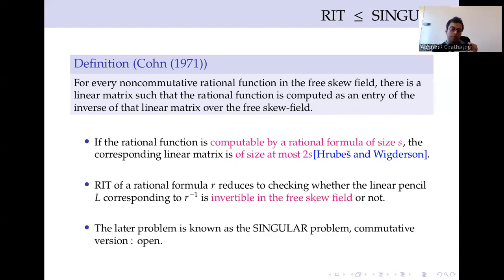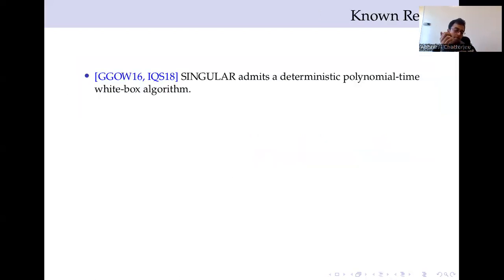So this problem is known as the singularity problem, which you can think of as the non-commutative version of Edmonds' problem, which is an interesting open problem that captures commutative ABP PIT. Okay, so what is known about this problem? For RIT, the results that we have mentioned actually reduce RIT to the singularity problem and give a deterministic polynomial time algorithm for singularity: given a linear matrix, check whether it is invertible or not in the free skew field.